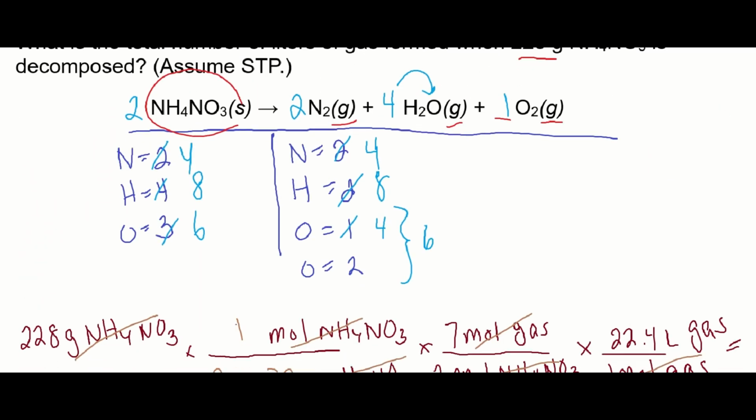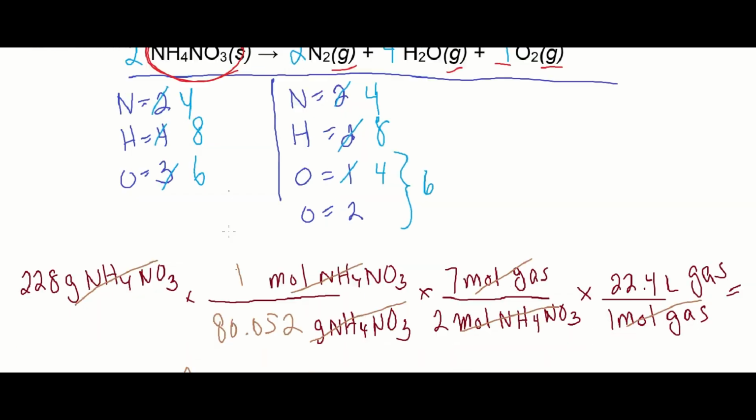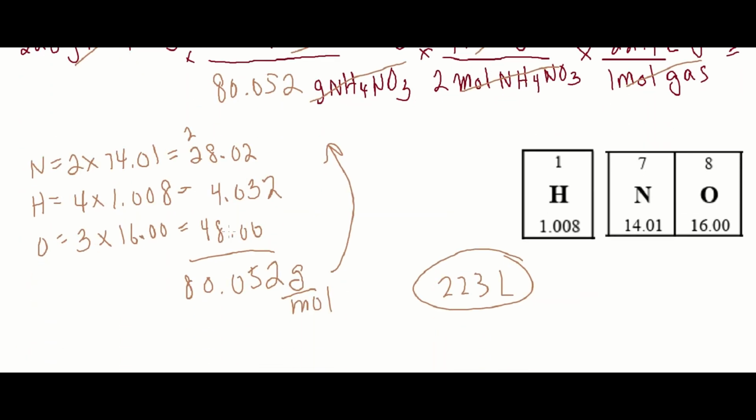Now, you could have done this 3 times, where you converted the moles of ammonium nitrate into moles of nitrogen to liters of nitrogen, to moles of water to liters of water, to moles of oxygen to liters of oxygen. And you could have added them separately and still got the same answer. It would have just taken you much longer.